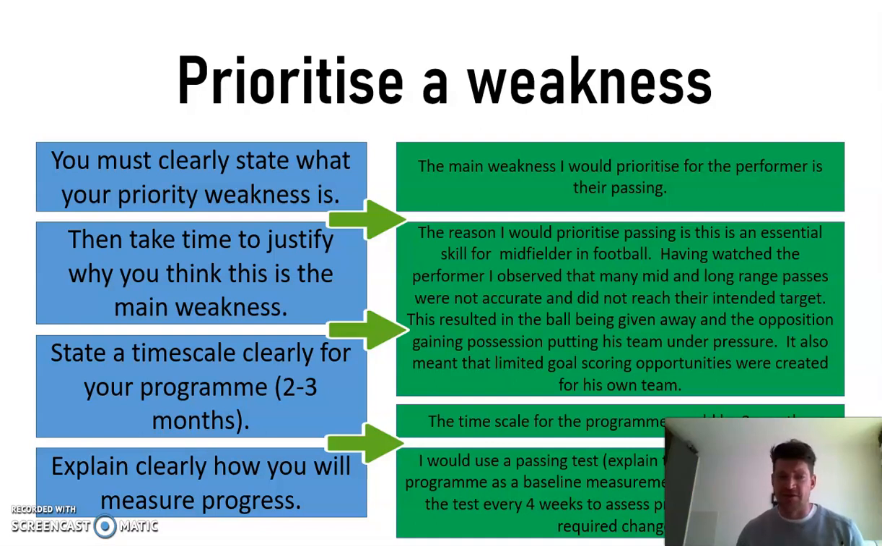So you're going to do a baseline test at the start, okay? That might be some sort of passing test. Describe it. I'm not going to describe it now, but describe your passing test that you would do. Check it again after 4 weeks, check it after 8, check it after 12, for example. What are you going to do if there's no progress at 4 weeks or 8 weeks? You're going to have to change the program somehow, because the test has shown that you're not progressing the athlete or the footballer with his or her passing skills. Okay.